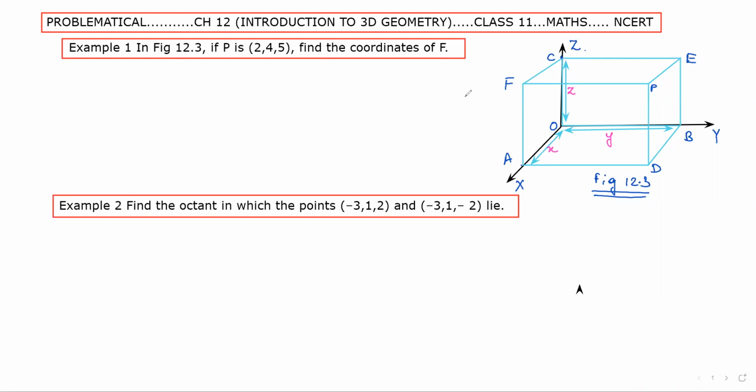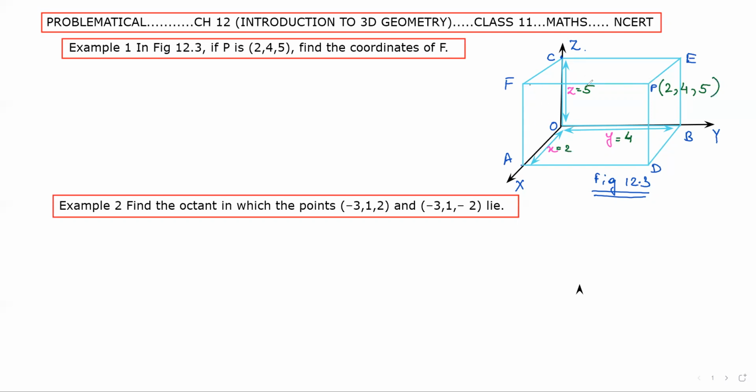Now the coordinates of point P are known. We know that in this adjacent figure 12.3, if P coordinates are (2, 4, 5), then x will be equal to 2, y will be equal to 4, and z will be equal to 5. If this point P is projected over here, you have to find the coordinates of F. So PF is perpendicular to your xz plane. PF is a line segment perpendicular to the xz plane.